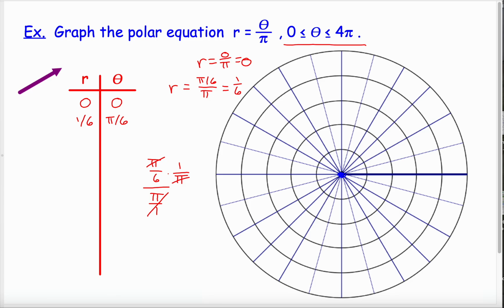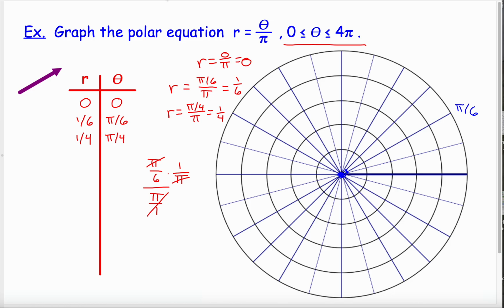Now, that's going to be a little tough to graph. Here's pi over 6. 1/6 of a unit out, boy, I can barely even mark that on there. Unless I change my scale, of course. All right, let's try another one. How about we do pi over 4? Well, then what am I going to get for r? I'm going to get r equals pi over 4 over pi. Well, that's going to give me 1/4. I'm still going to have trouble trying to graph that one. Pi over 4, 1/4, I don't know, somewhere about there.